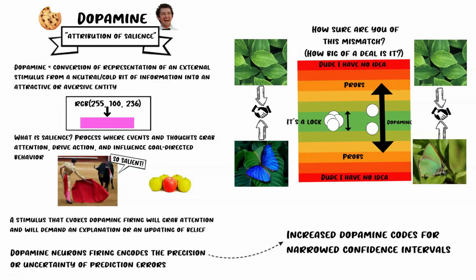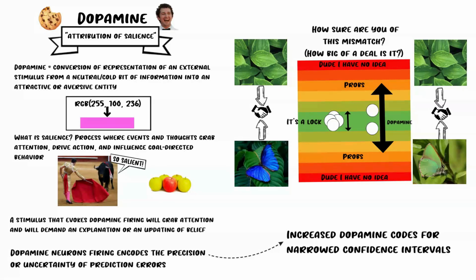So to summarize, dopamine firing encodes the precision of the uncertainty of the prediction errors. And because prediction errors are a big deal, your brain processes high prediction errors as very salient. And things that are very salient will draw your attention, they'll drive action, and they'll influence goal-directed behavior. Ultimately, they will demand an explanation or an updating of your belief systems.